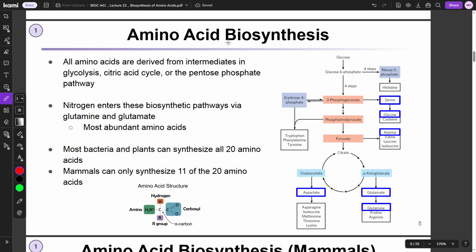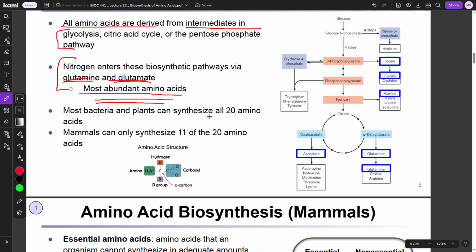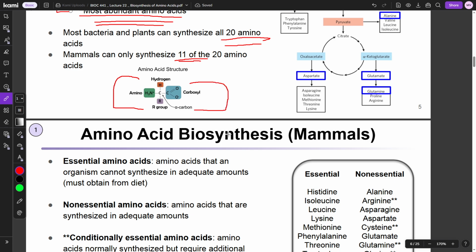So here we can talk about amino acid biosynthesis. Basically, all amino acids are derived from intermediates in all these pathways that we've talked about. And nitrogen enters these biosynthetic pathways through amino acids like glutamate and glutamine. I think I switched it around, glutamine and glutamate. These are the most abundant amino acids in the body, period. Most bacteria and plants can synthesize all 20 amino acids, but mammals can only synthesize 11 of the 20. Here is an image of what a general amino acid looks like.